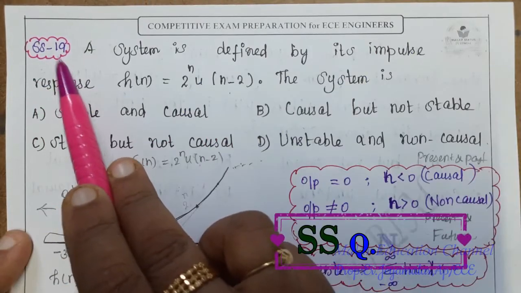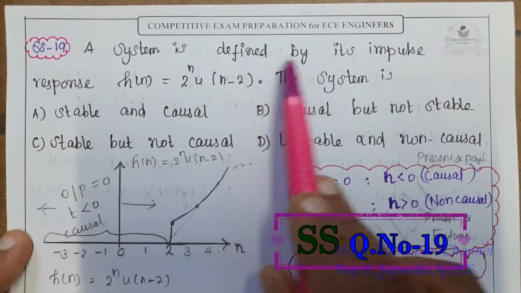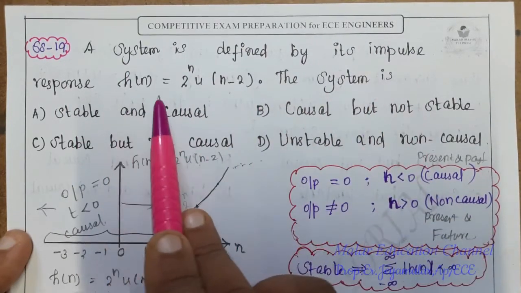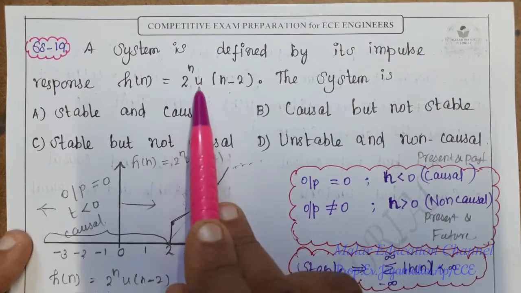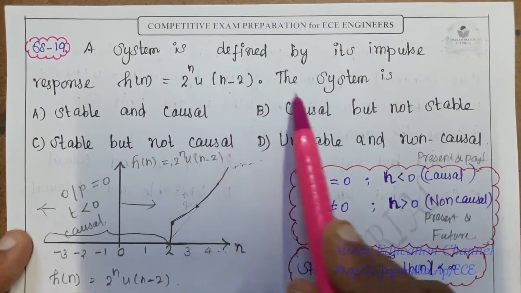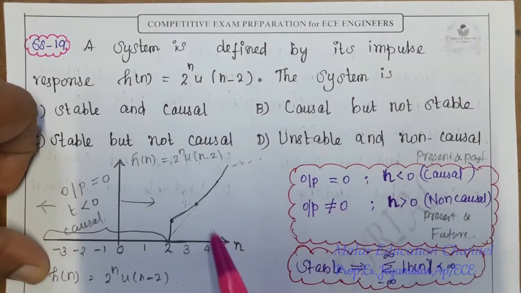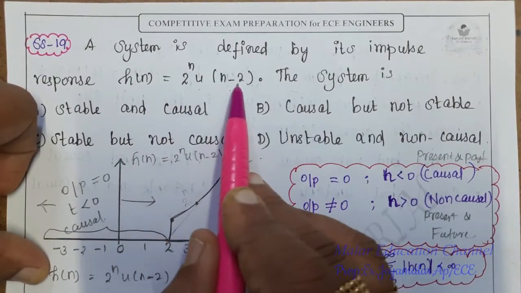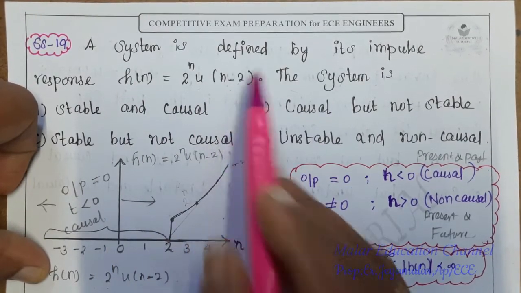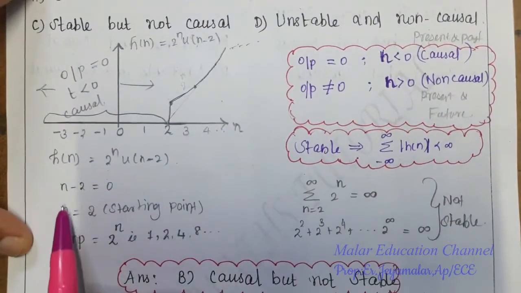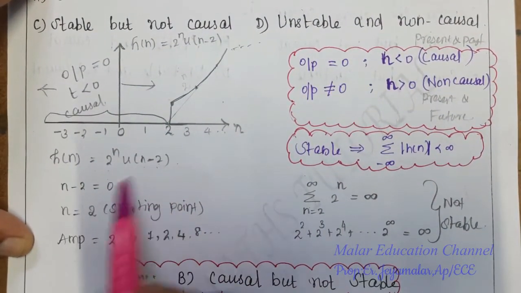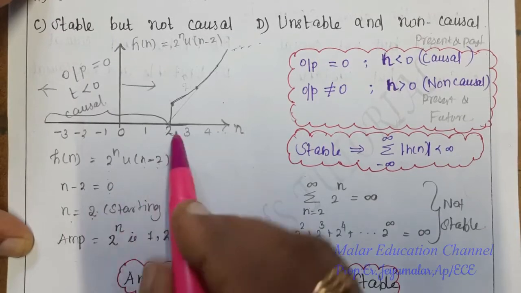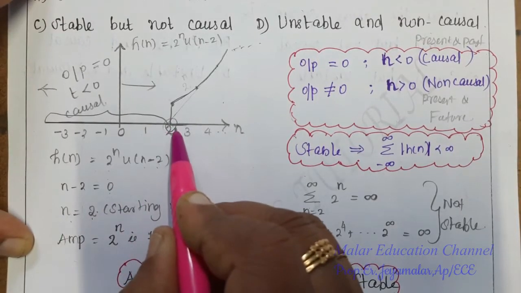Signals and systems, question number 19. A system is defined by its impulse response h of n equal to 2 power n into u of n minus 2. The system is... Now draw the diagram for the given function. First of all, find the starting point. How to find it? Take the bracket term: n minus 2 equal to 0, so n equal to 2. Hence 2 is the starting point of the given function.